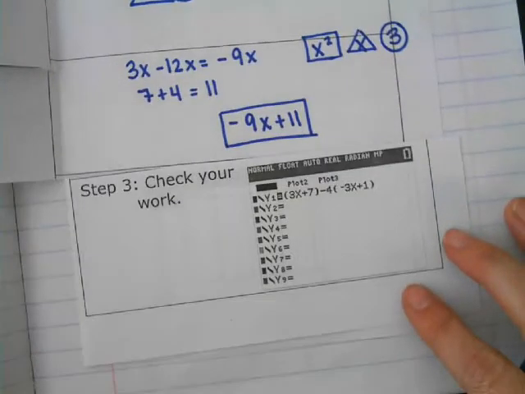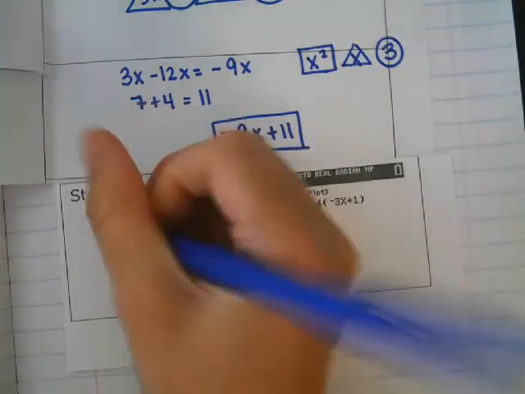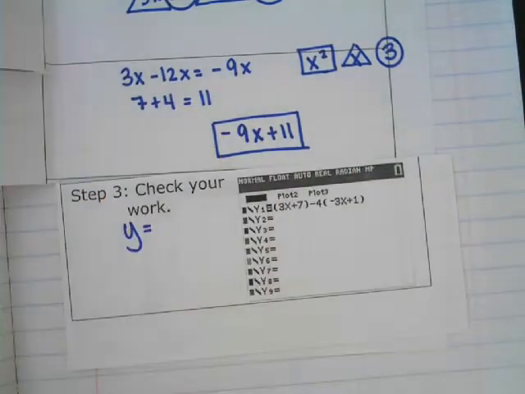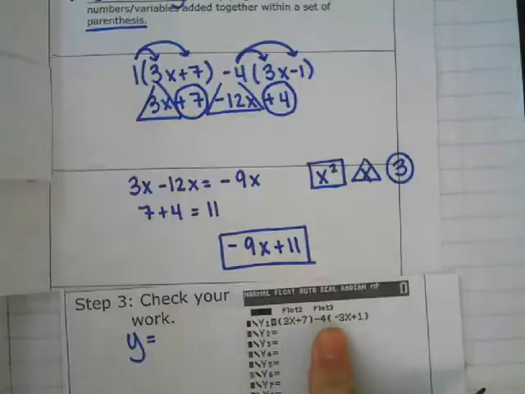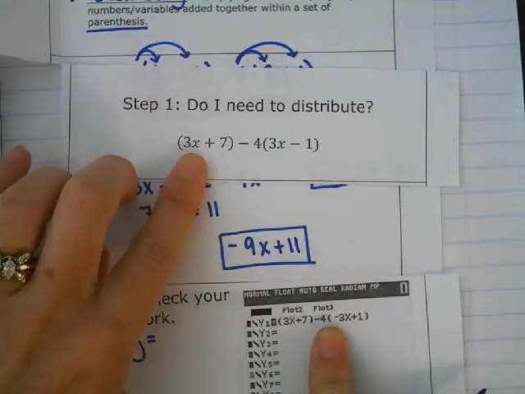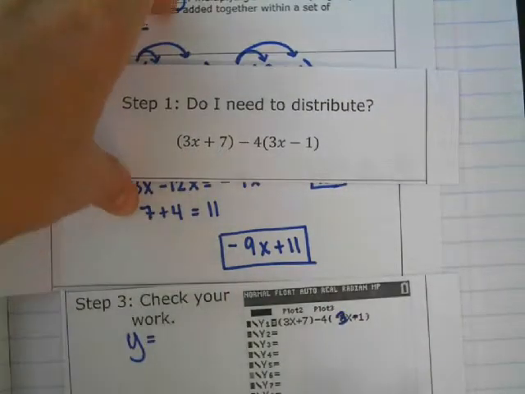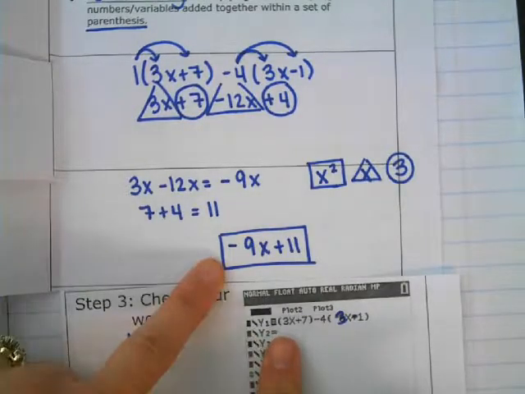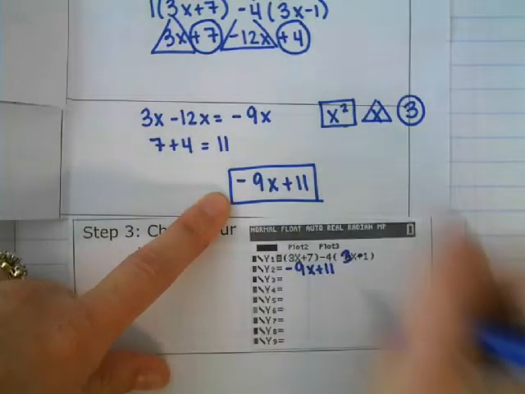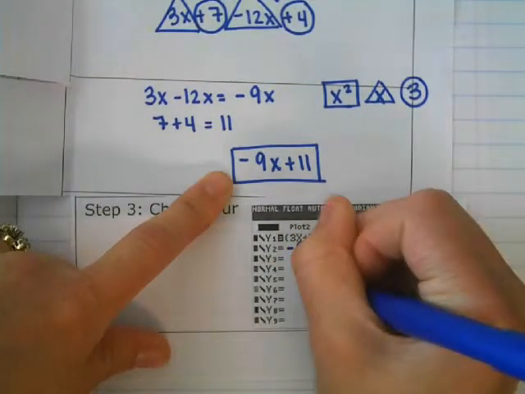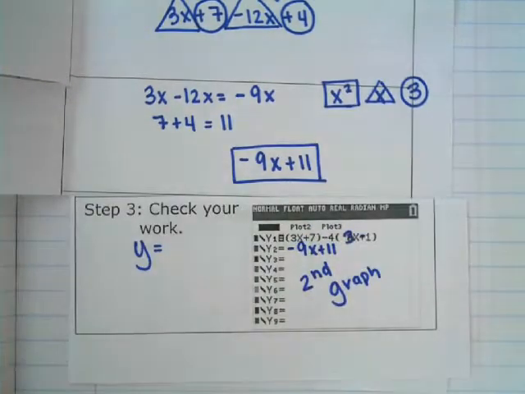There is one more step, that's to check your work. This is using the calculator, so what you're going to go to first is y equals. This right here is what you were given at the start, so it should match. There's a little mistake here, so it is 3x and it should be minus 1. What goes in y2 is what you got as an answer. From there, press second, graph, and your table should match.